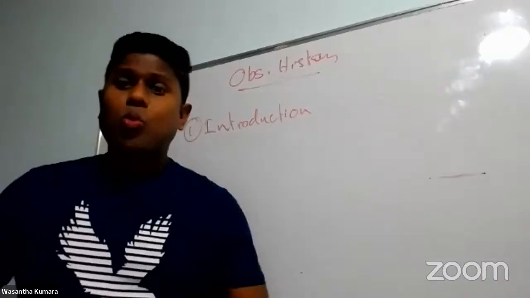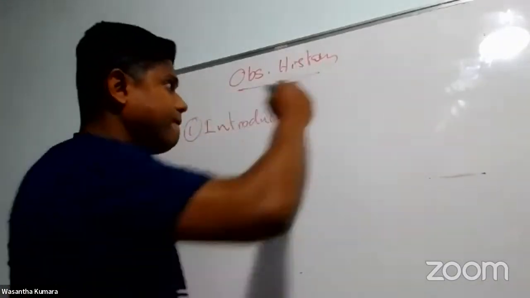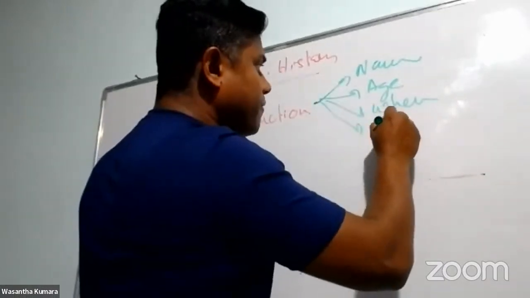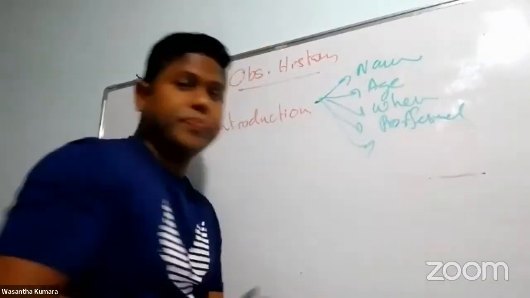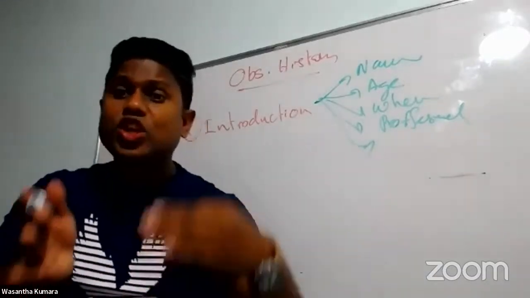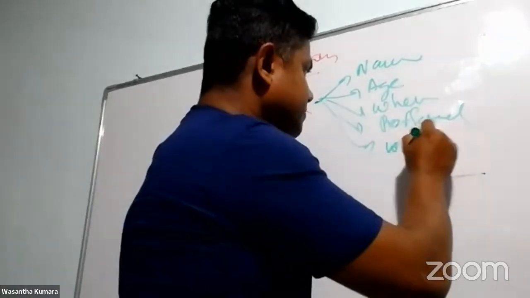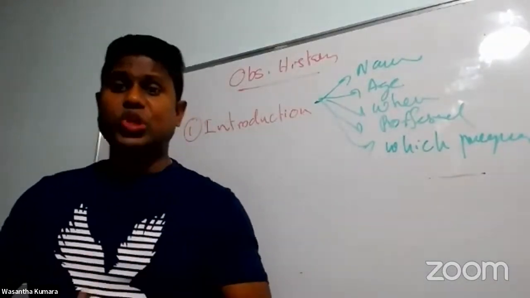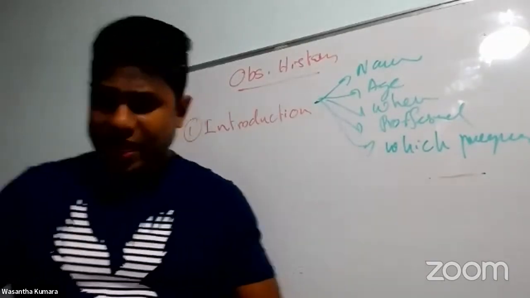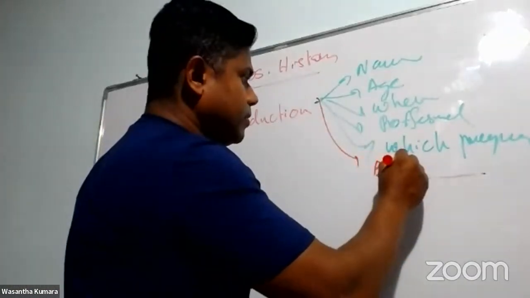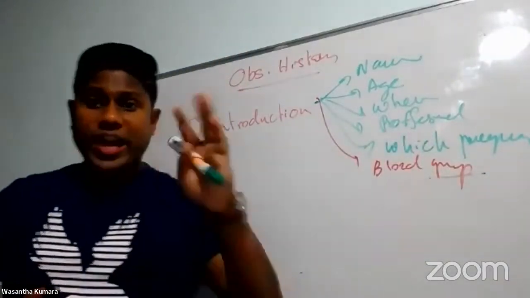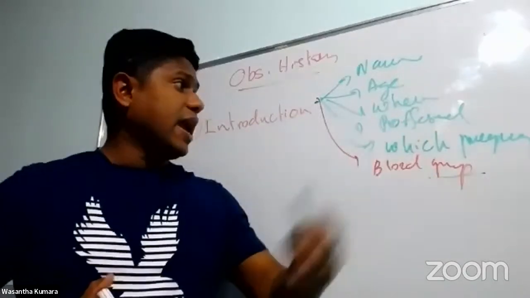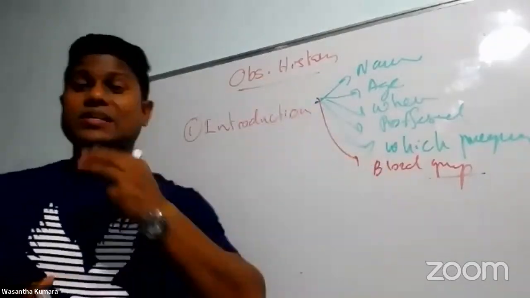Now we are going to talk about the introduction. What are the things that you need to know about the introduction? Name is important. Age. Where she's coming from. What kind of professional she is, or the job. And which pregnancy this is. Also, if you think you are going to forget about the blood group, you can even ask about the blood group here. So: name, age, where she's coming from, her profession, which pregnancy is this, and the blood group.